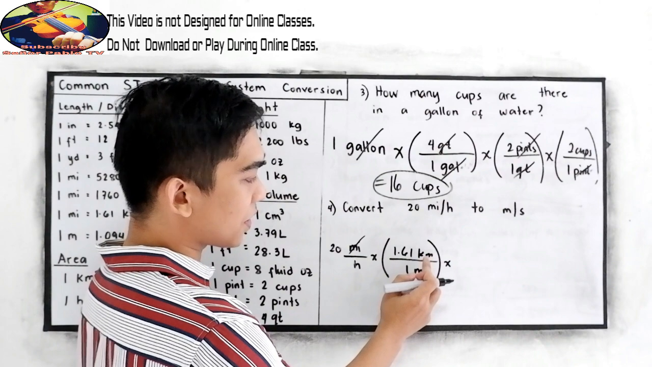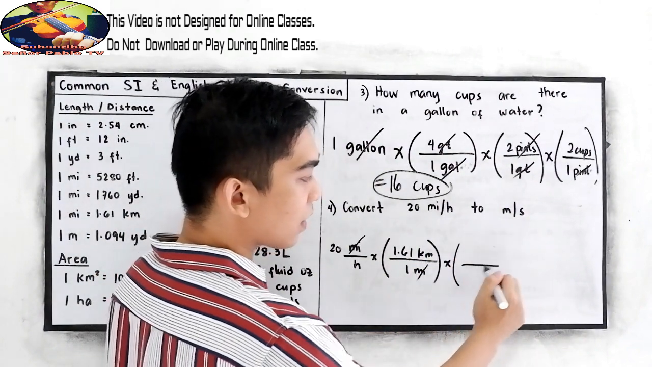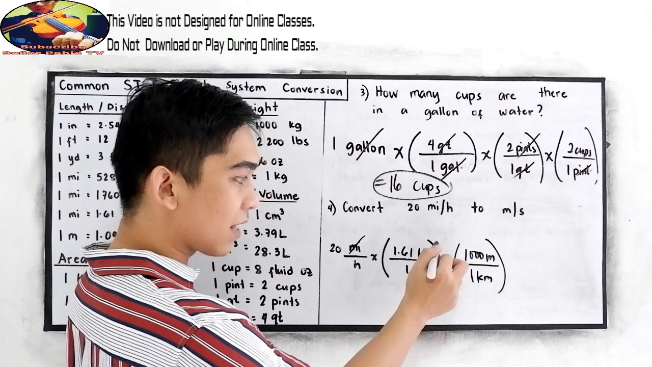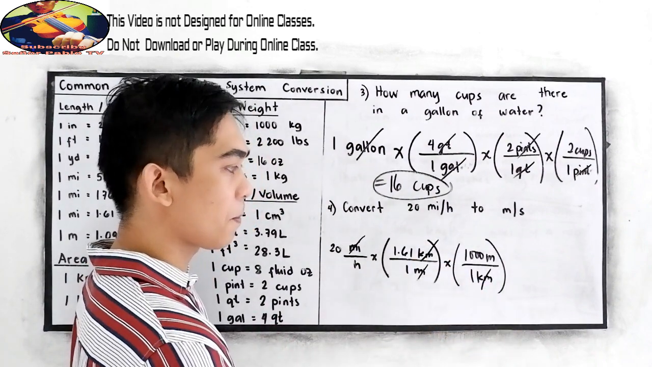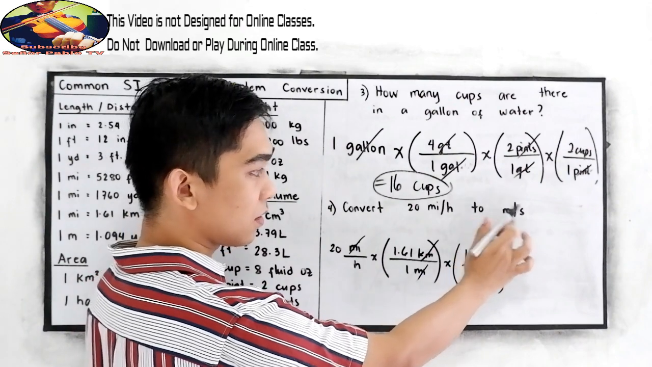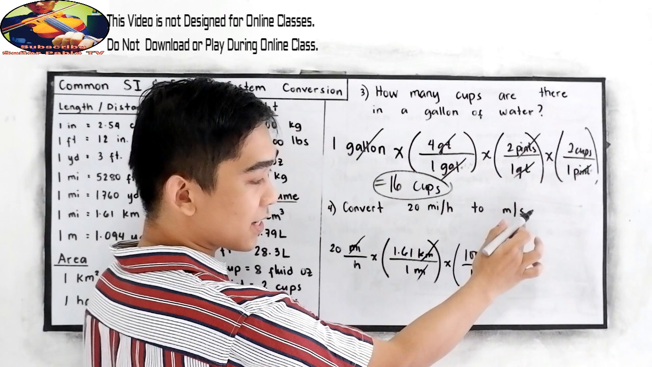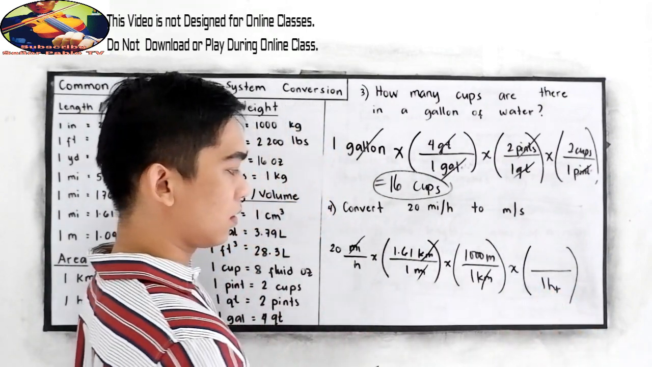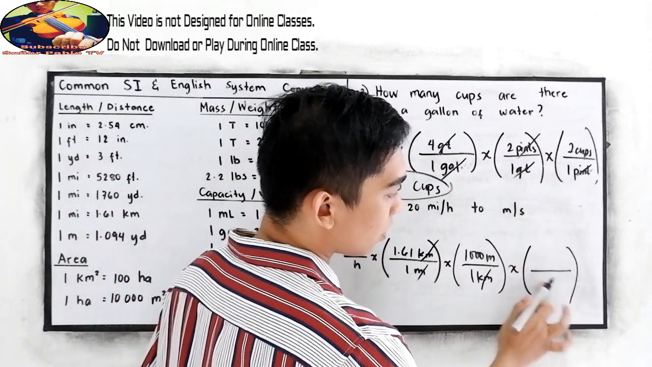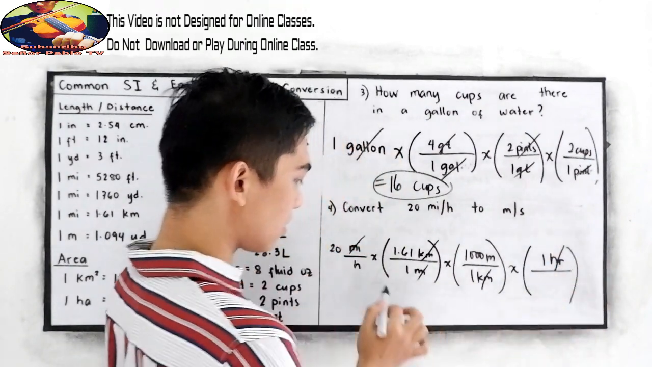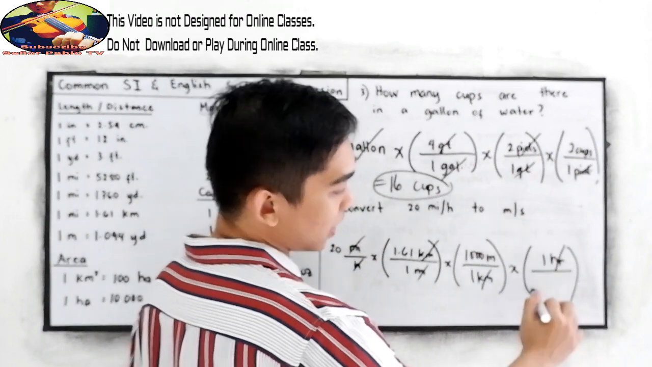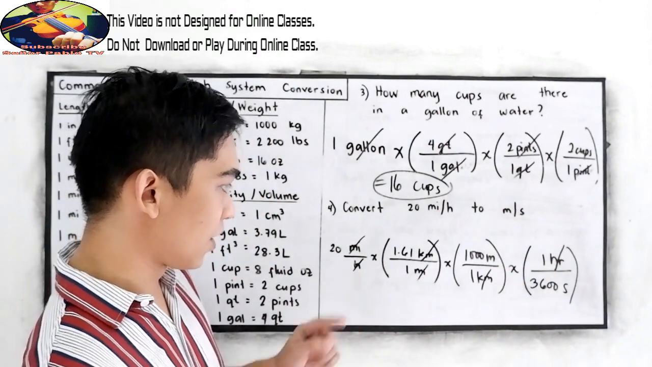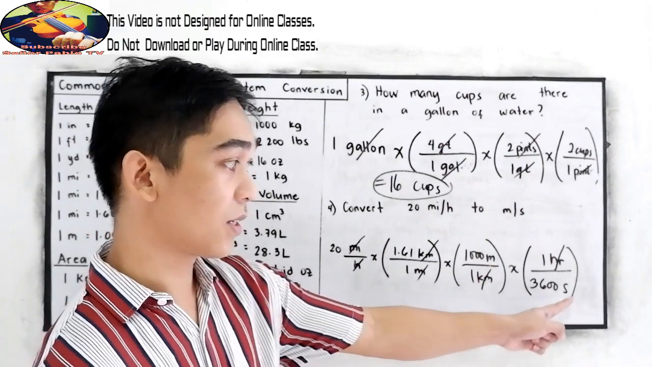Now, we have kilometer going to meter. We know that 1 kilometer is equal to 1,000 meters. So we can cancel now kilometer and kilometer. We're done in the meter. Now we're going to convert hours to seconds. So times 1 hour, this would be on top in our numerator, so it will be canceled out. The equivalent of 1 hour to seconds is 3,600 seconds. So hours will be canceled out.